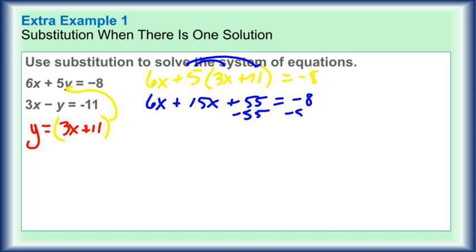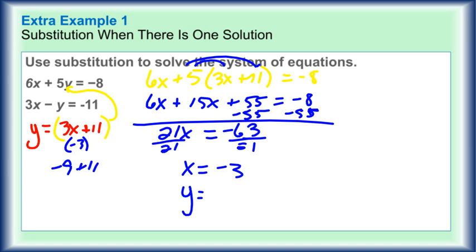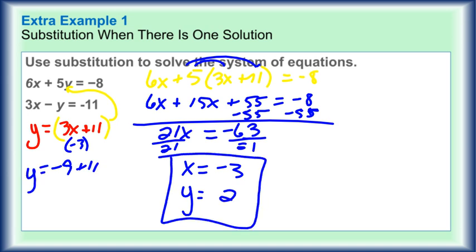Subtract 55 on both sides and add like terms. I now have 21x equaling negative 63. Divided by 21, x would equal negative 3. Now if I plug in negative 3 here, I would have y equals negative 9 plus 11. y would equal a positive 2.